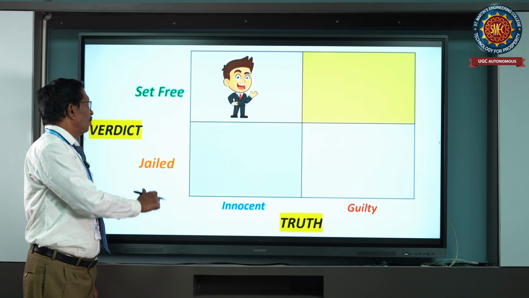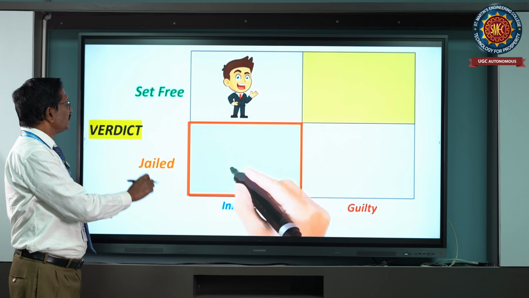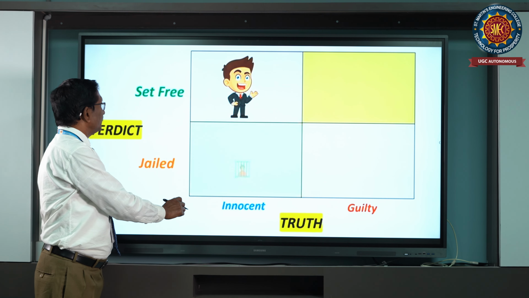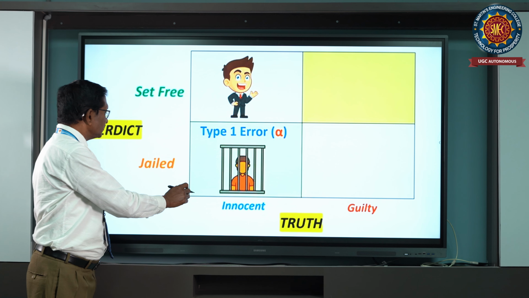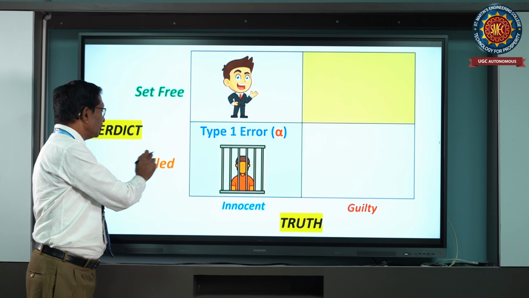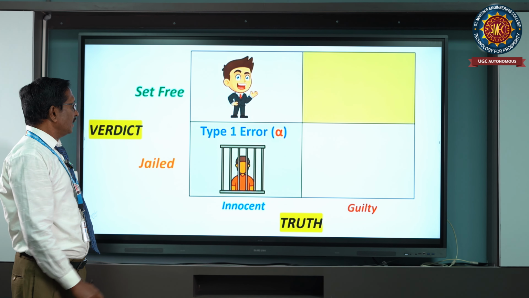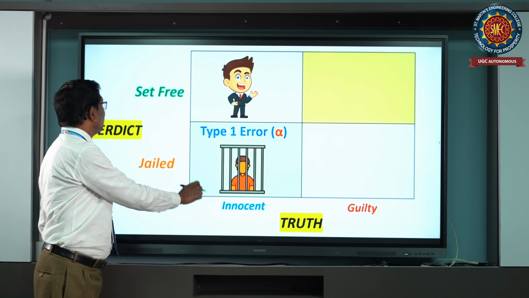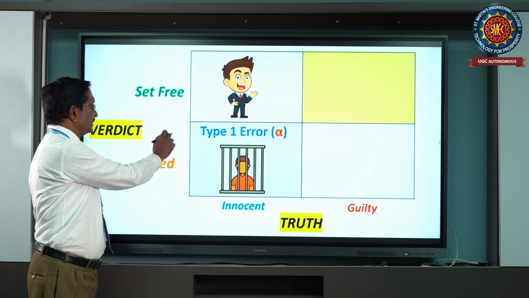So here is an animation with an innocent person. If the innocent person is jailed, that means we reject the null hypothesis that he is innocent. He is good, but he is in jail. This is called type 1 error. And if the innocent person is set free, that is a correct decision.